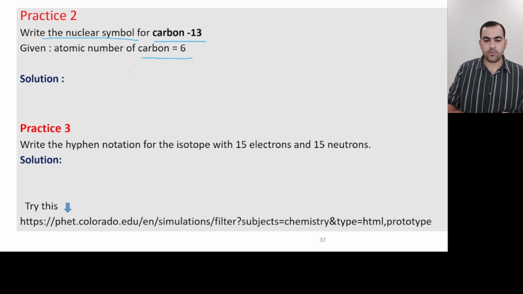For the nuclear symbol, the symbol of carbon is written. The superscript shows the mass number and the subscript shows the atomic number. Atomic number is given. That's it.